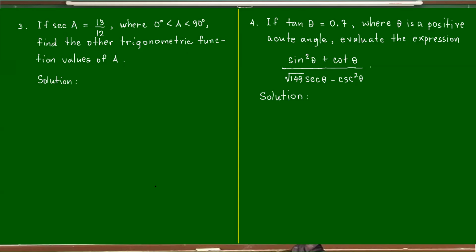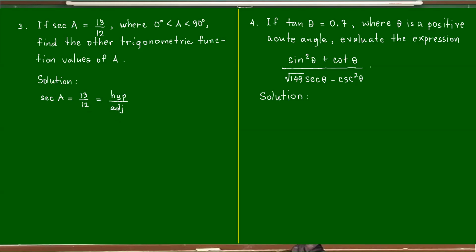Cosecant A and cotangent A. So we have to find the remaining five trigonometric functions. We define secant of A as hypotenuse over adjacent. So 13 over 12 means hypotenuse over adjacent. We can take the value of hypotenuse as 13, then adjacent as 12.